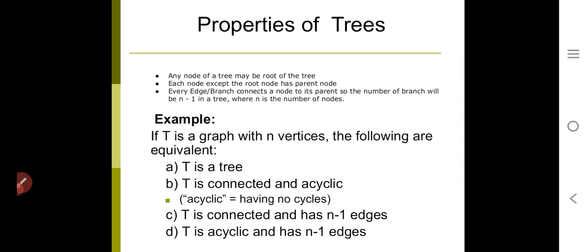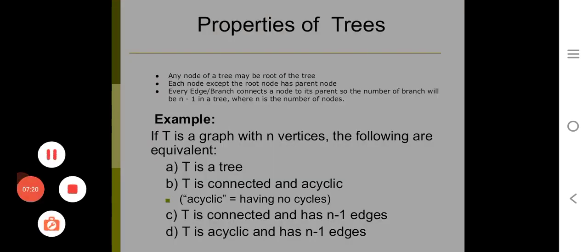Then we have to find the properties of a tree. From the above diagram, we name the graph capital T. We denote that capital T is a tree; then T is a connected and also an acyclic graph.